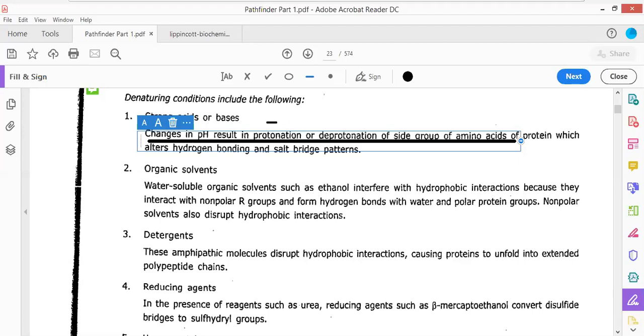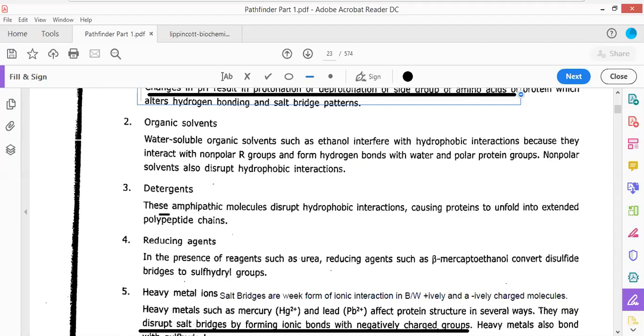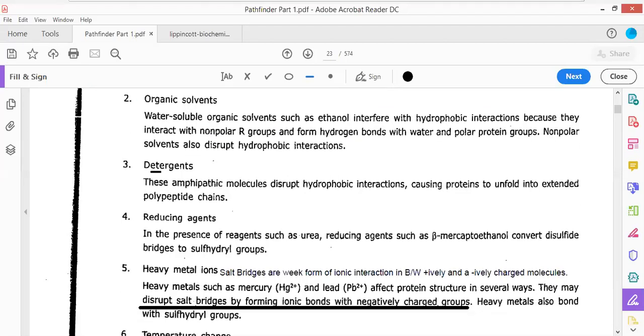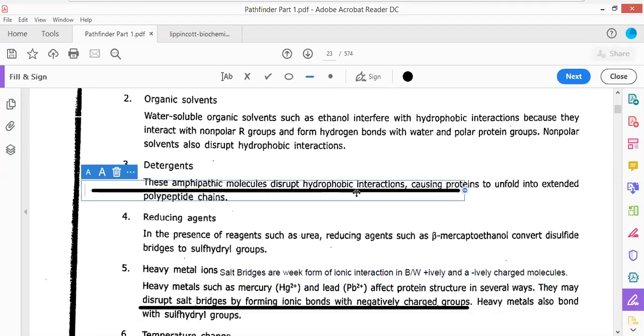So a change in the pH results in protonation and deprotonation of the side groups of the amino acids in the protein, which alters the hydrogen bond and salt bridge pattern. So these are the ones which alter the hydrogen bond as well as the salt bridge pattern in the structure of the protein molecules. Now there are organic solvents and detergents. Detergents disrupt hydrophobic interactions.